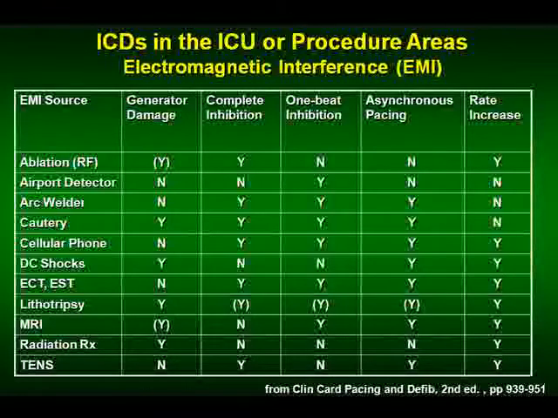This is a table of electromagnetic interference, EMI. Not too much arc welding goes on in the intensive care units, even though there's so much hospital construction now, I sometimes worry about it. But all sorts of things can affect this: various cellular phones, DC shocks, ECT, lithotripsy, MRI is a big issue, radiation therapy, TENS units. All of these things can interfere and can cause you to have problems, and there's lots of these devices in the ICU, and you have to be careful about that in terms of doing things.